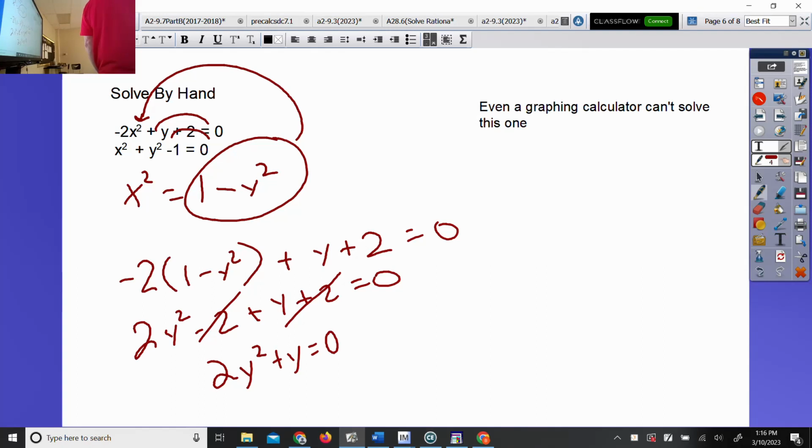What's the first commandment of mathematics? You can pull it. What do you pull from both terms? Well, why? Well, y for both pieces, what's left? 2y plus 1.